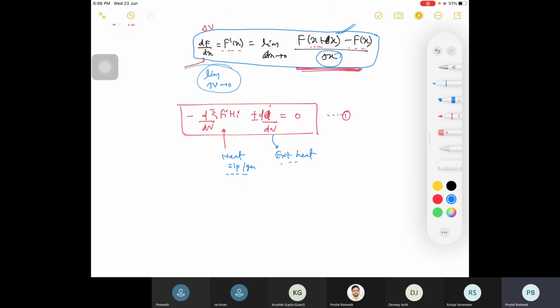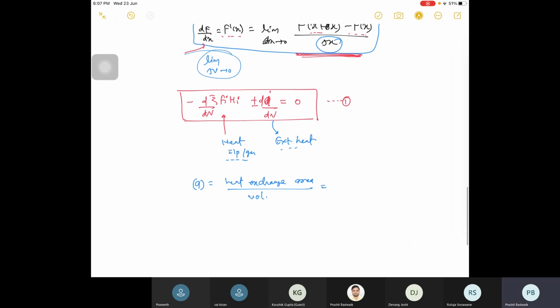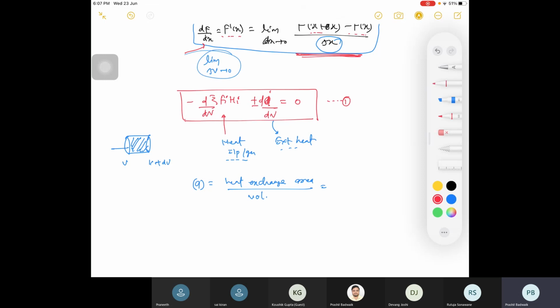If I define Qa equals the heat exchange area per unit volume. So what is the heat exchange area here? This is your differential volume, which we considered, from V to V plus delta V. So what is your heat exchange area here? This surface area, and the volume of the cylinder. This is your circumference into this length, so this is your surface area available.